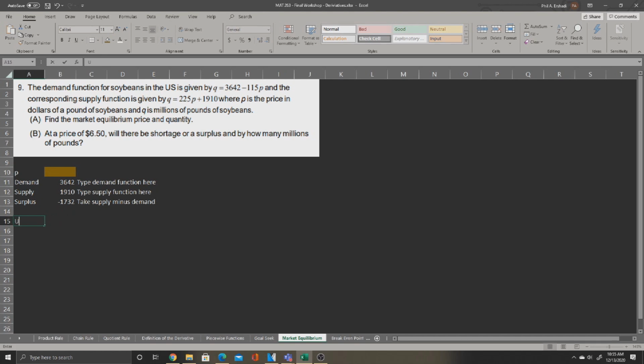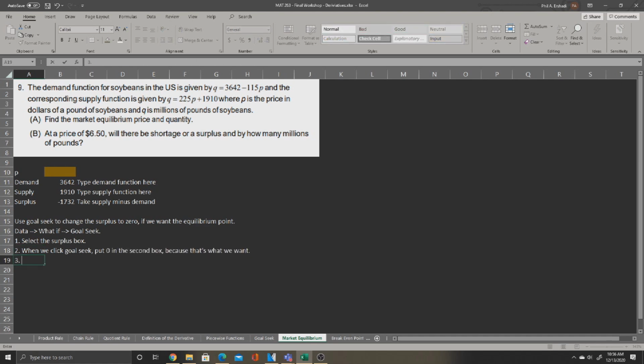We're going to use Goal Seek to change the surplus to 0 if we want the equilibrium point. Once again, we go to Data, What If, Goal Seek. So we start by selecting the surplus box. When we click Goal Seek, put 0 in the second box because that's what we want. In the third box, we select the gold cell to represent P.